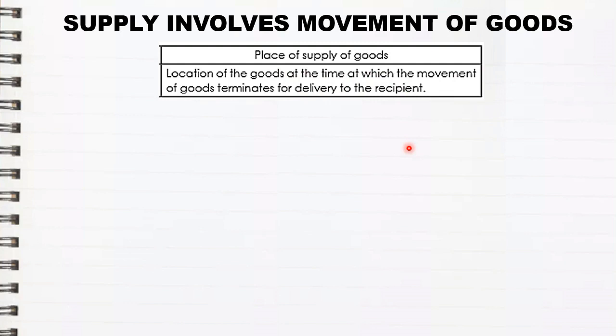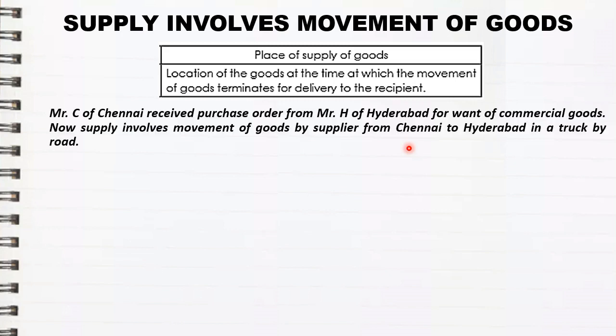Now let us try to understand this with the following example. Mr. C of Chennai received a purchase order from Mr. H of Hyderabad for want of commercial goods. So here Mr. H has ordered some goods from Mr. C. Now the supply involves movement of goods by the supplier from Chennai, here the supplier is Mr. C, to Hyderabad in a truck by road.